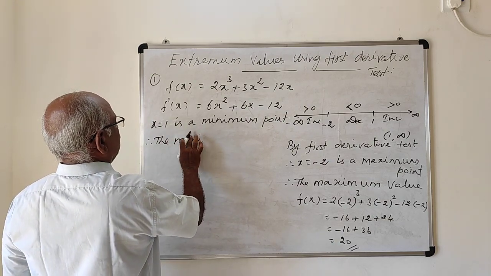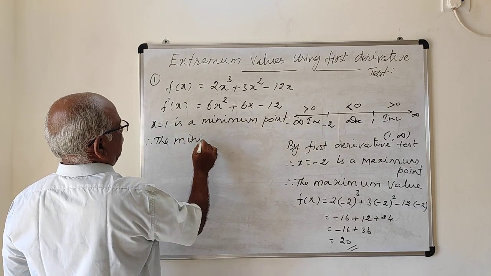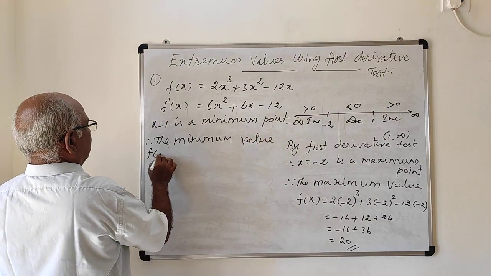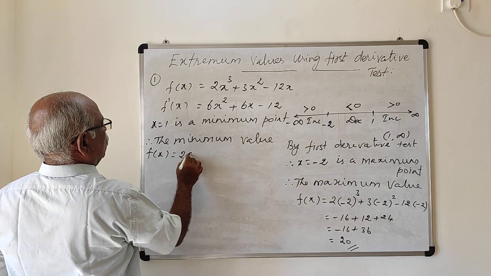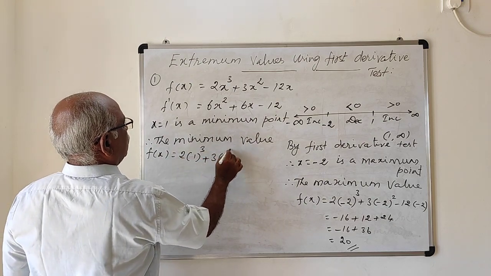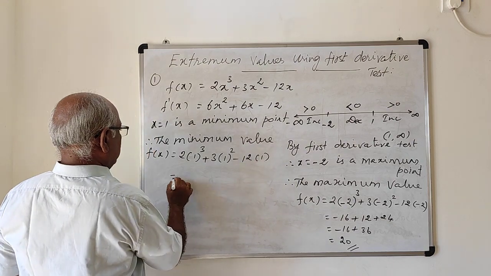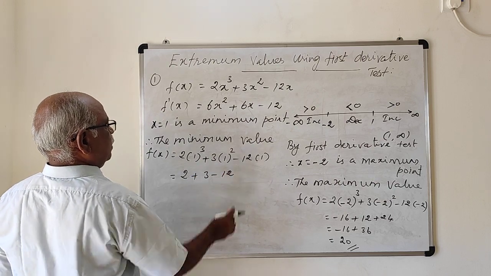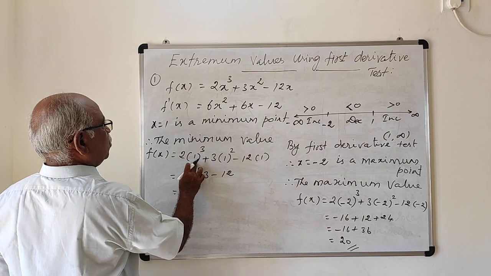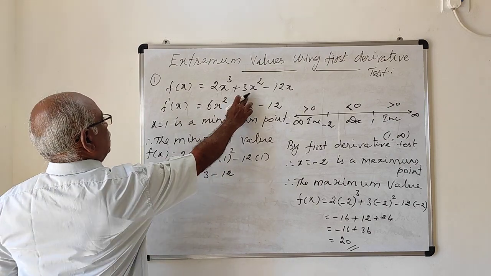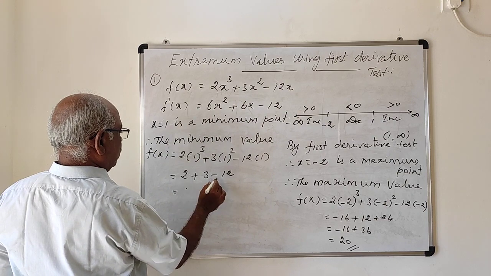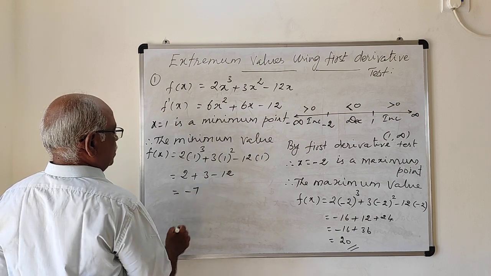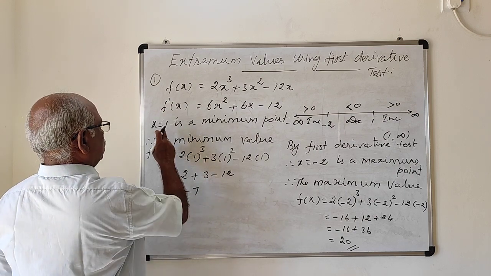Therefore, minimum value of f of x is 2 into 1 cube plus 3 into 1 square minus 12 into 1. 1 cube is 1, 1 into 2 is 2, plus 3 minus 12. 1 square is 1, 1 into 3 is 3. 3 plus 2 is 5. 5 minus 12 is minus 7. So minimum value of the function f of x is minus 7 at x equal to 1.